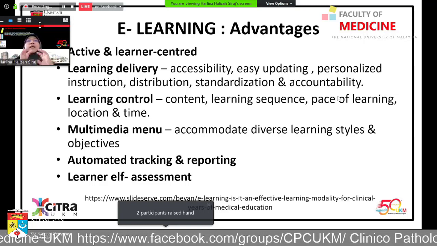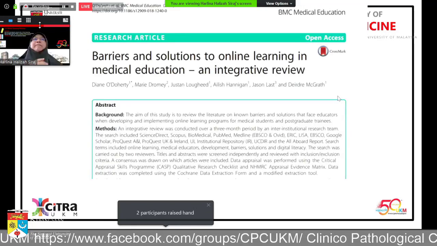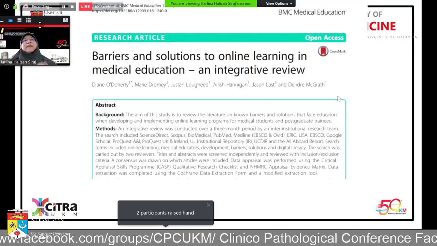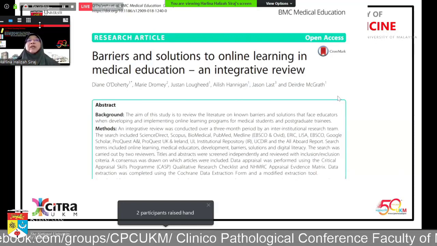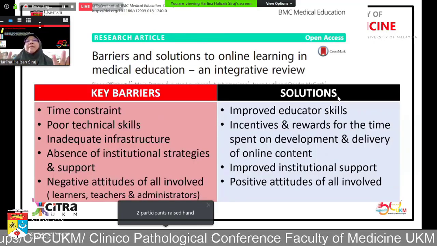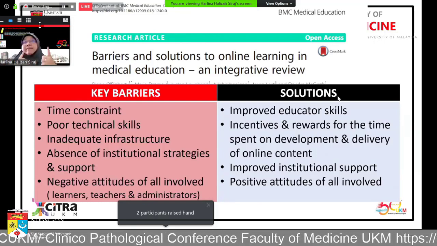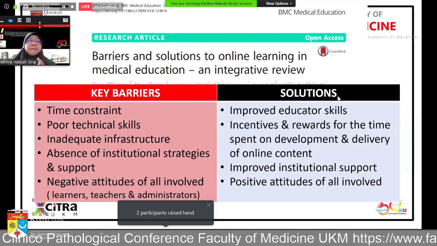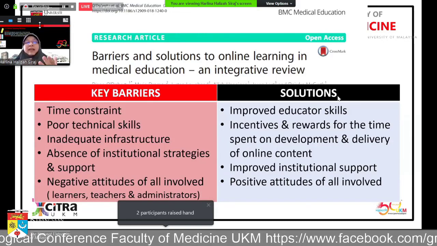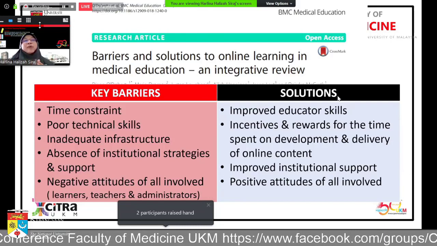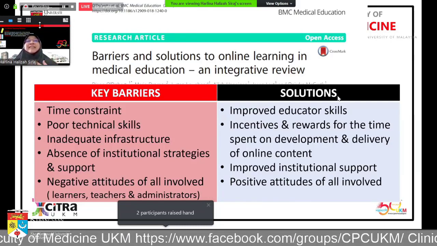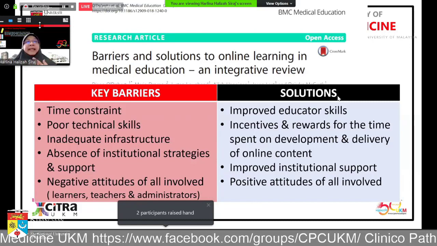Sorry for the spelling. But this is a very recent paper, I think somewhere in 2018. Not so recent, I mean to say, but they have looked into the barriers and solutions to online learning. And basically, these are the key barriers from the paper. And I'm sure you agree with me. This is time constraints. Yeah, we have poor technical skill on our part. We have inadequate infrastructure. The internet is always very slow. There is an absence of institutional strategies and support. Maybe not absent, but lacking.